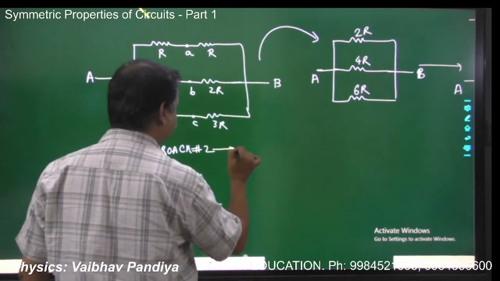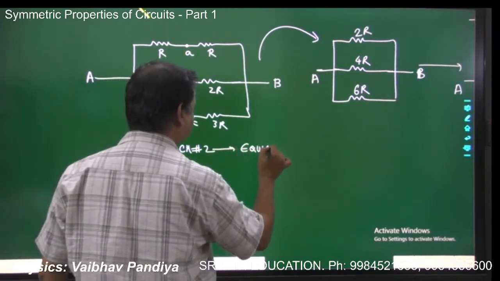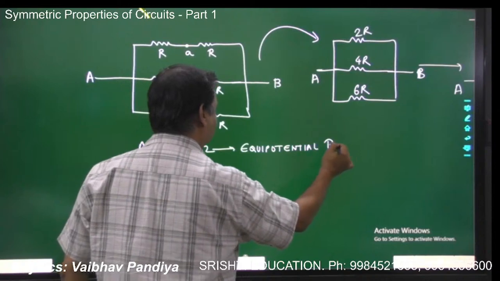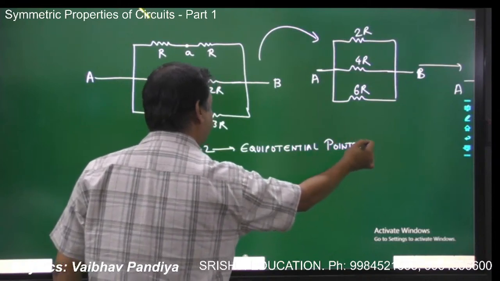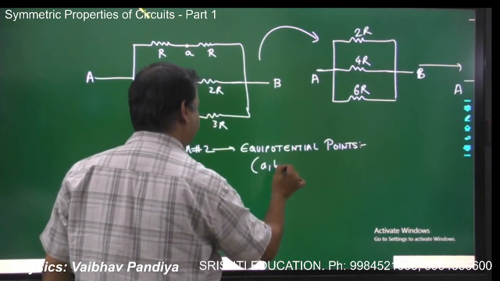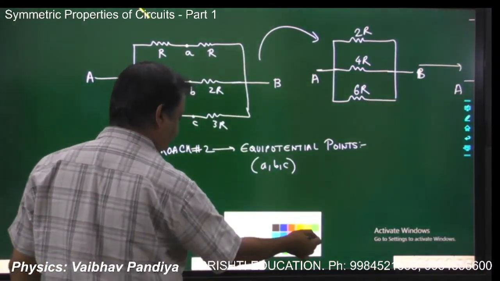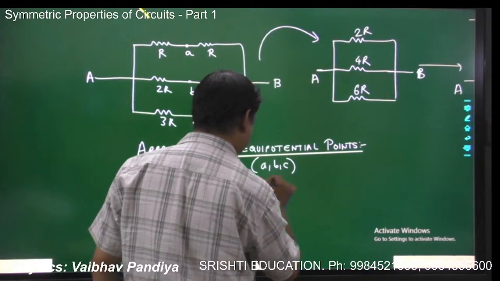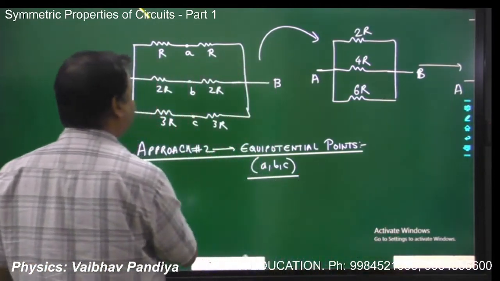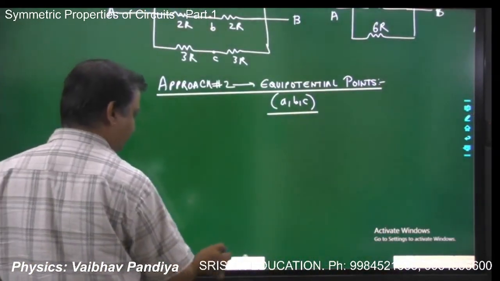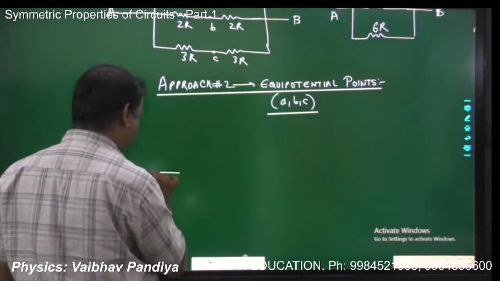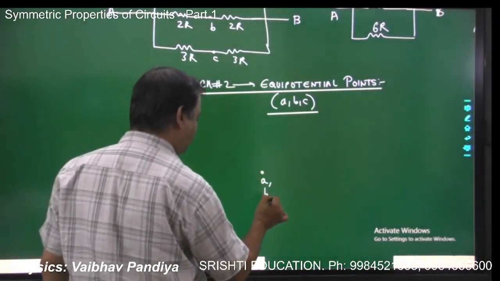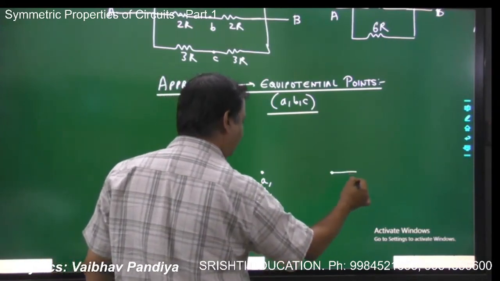Approach 2. Now I am denoting the points of same potential as equipotential points. So I got A, B, C. So I will make a new equivalent circuit. This is point A. This I'm making point A, comma B, comma C, and this is the final point B.